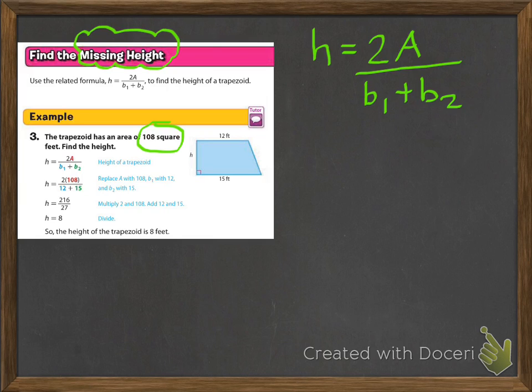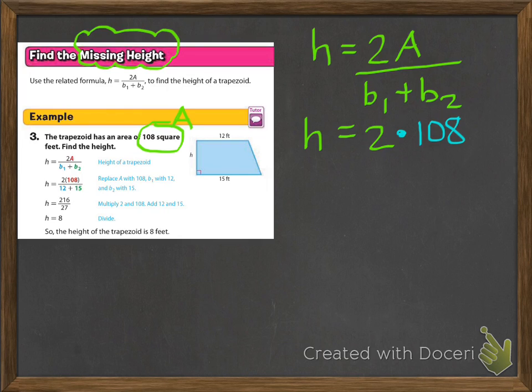We don't know what the height is, and we're solving for the height, so that's why we're going to leave the h right here, equals, then we're going to have part of the formula is 2, so that came from up there in the formula. They gave us the total area. This is A right here, that 108. So it's going to be 2 times 108.